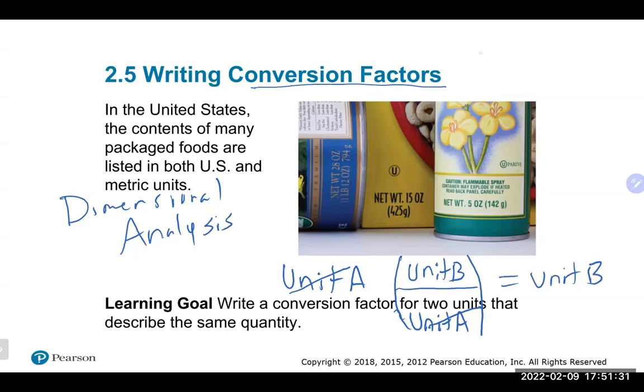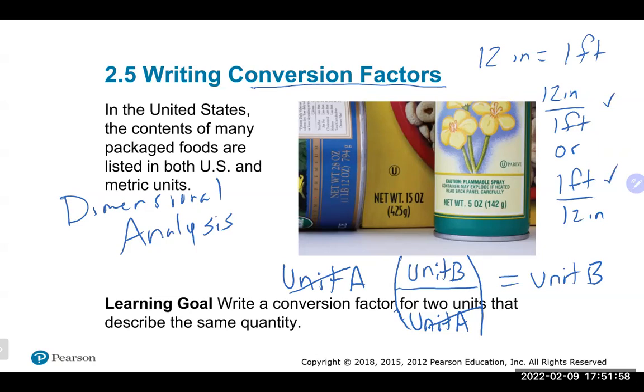So again, like 12 inches is 1 foot. That again is an equality, which means it is the same amount, but in different units. And from any equality, you could write 2 conversion factors. You could write 12 inches over 1 foot, or you could do the opposite, 1 foot over 12 inches. Again, each of these are considered conversion factors. We use them in this type of calculation.